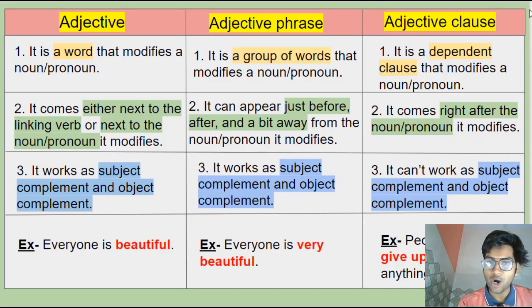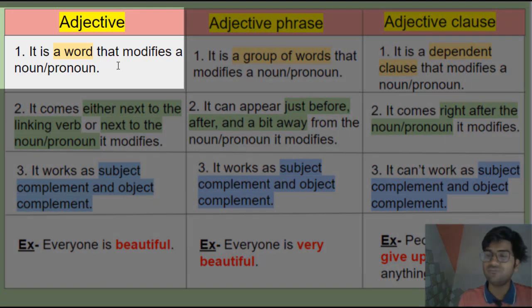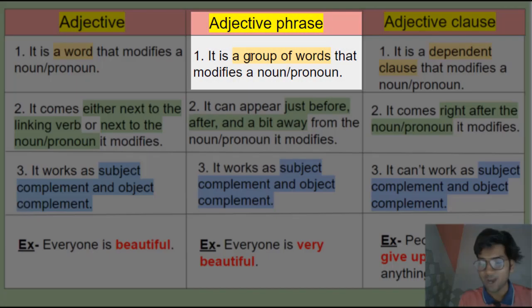So guys, now we are going to look at the differences and similarities between an adjective phrase and an adjective clause. Point number one, an adjective is just a word that modifies a noun or a pronoun. It is one word that gives information about a noun or a pronoun in a sentence, right? Now, when we talk about an adjective phrase, it's a group of words. It's a phrase that works as an adjective. What does an adjective do? It gives information about a noun or a pronoun. So it modifies a noun or a pronoun. An adjective phrase is a group of words that modifies a noun or a pronoun.